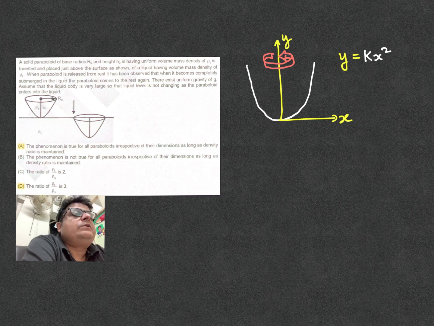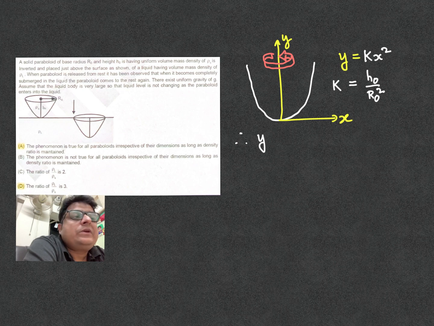Now we can find out this k actually. So k equal to, if you substitute the values, k is h naught by r naught square, right? So therefore the equation of this paraboloid is y equal to kx square. Okay, we can keep it kx square and later on substitute the values, or it's like this, h naught by r naught square times x square.